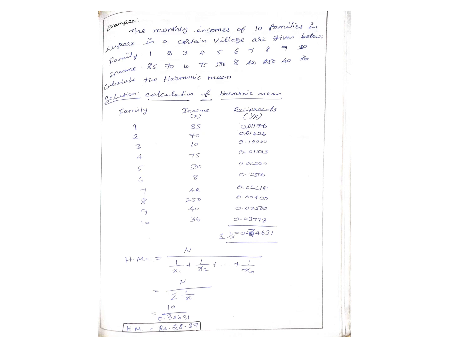Then we calculate the harmonic mean. Next, we add all the reciprocals, that is the sum of 1 divided by x, which is 0.34631. The formula for harmonic mean is n divided by the sum of 1 by x. Here the value of n is 10, because 10 observations are there. Substituting the values, 10 divided by 0.34631 is equal to 28.87. So the harmonic mean is 28.87.